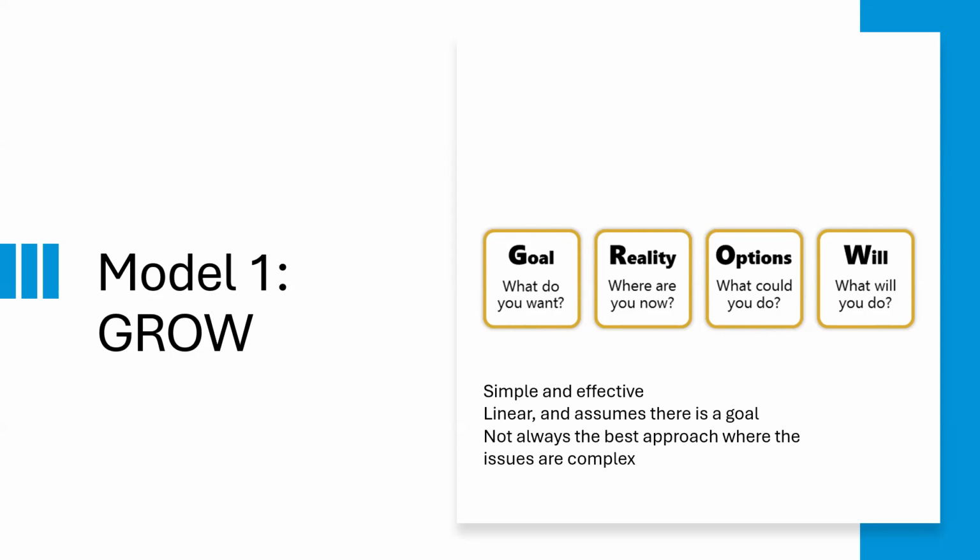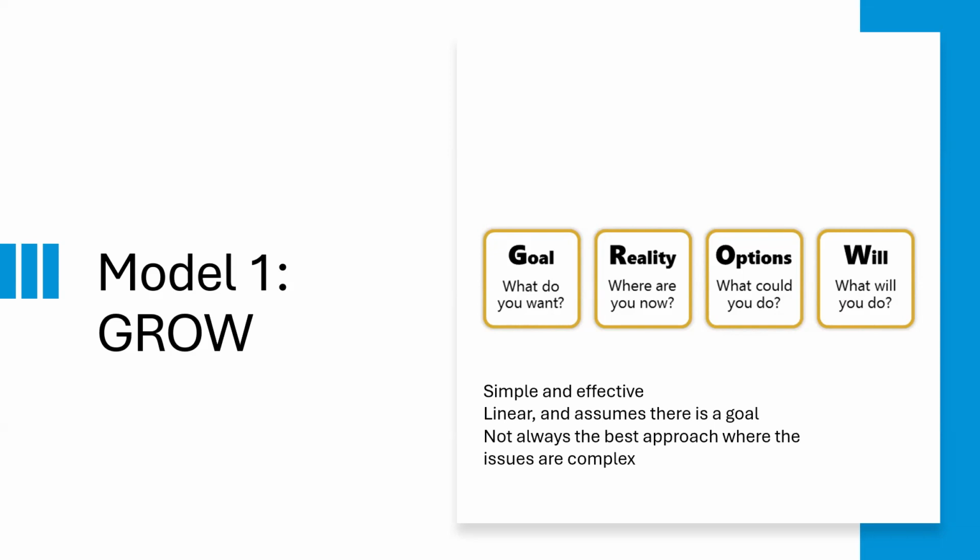It is very linear, so life isn't always as simple as this. It assumes that there's a goal. Sometimes people really don't know what their goal is. They don't have a goal, perhaps. So what do you do then? That can be tricky.